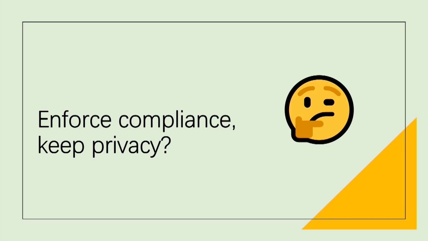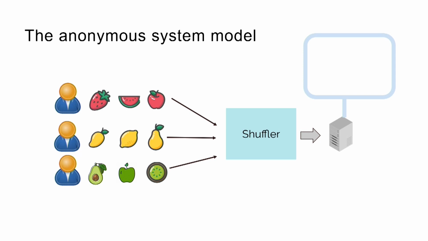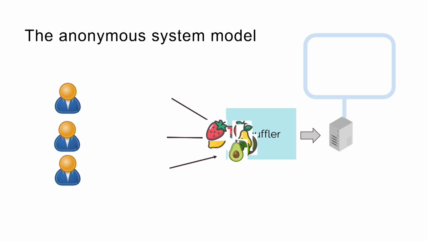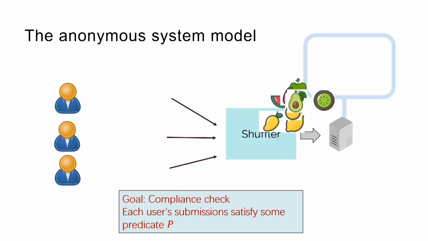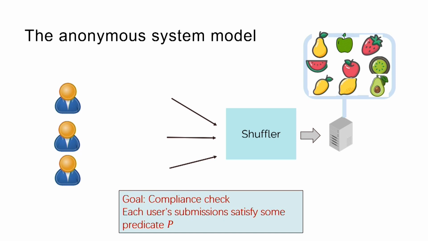To make the problem clearer, let's look at our formalized system model. This is our abstract model. Essentially, we assume there are multiple clients, and each client has multiple data items, or we call them messages. And we have a shuffler, which in practice can be implemented by an anonymous router or the Tor network. Every client first sends their messages to the shuffler, and then the shuffler shuffles everything and sends a shuffled set to the server. So basically, the server can only see those shuffled data items.